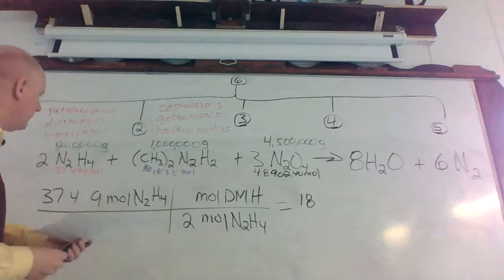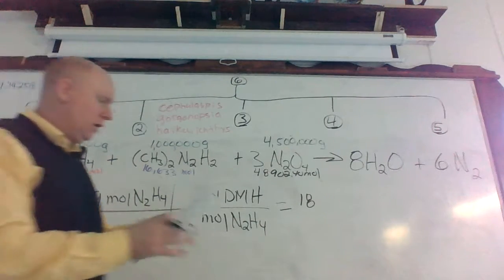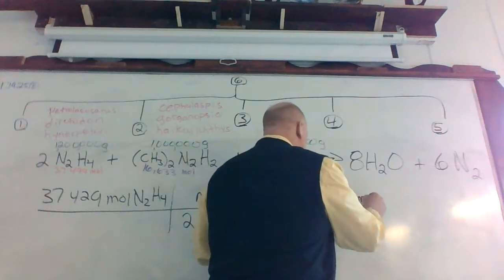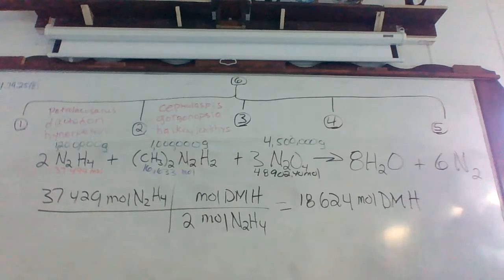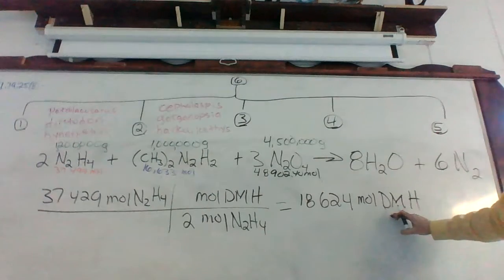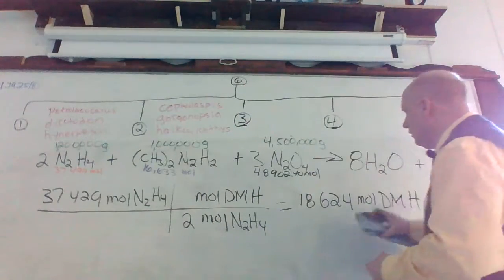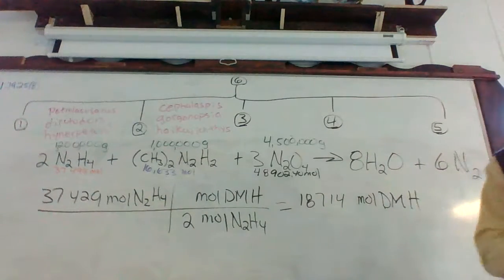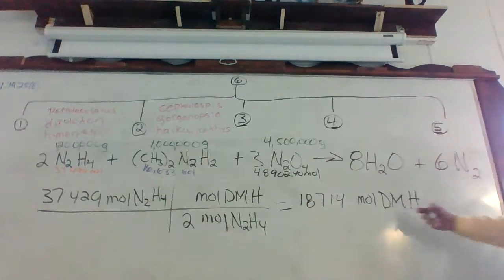Okay, so that's going to change this, not a terrible amount, but still when we get all that written out, it's going to be 18,624 mole of DMH. And then what's the next thing we want to do is write 18,714.